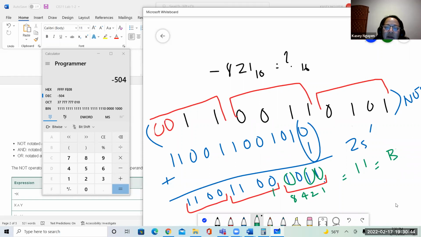Then again, 1, 2, 4, 8. Those 2 add up to be 12, which is C. And then 1, 2, 4, 8 again. That's also 12, which is C. So it's C, B, C, B.